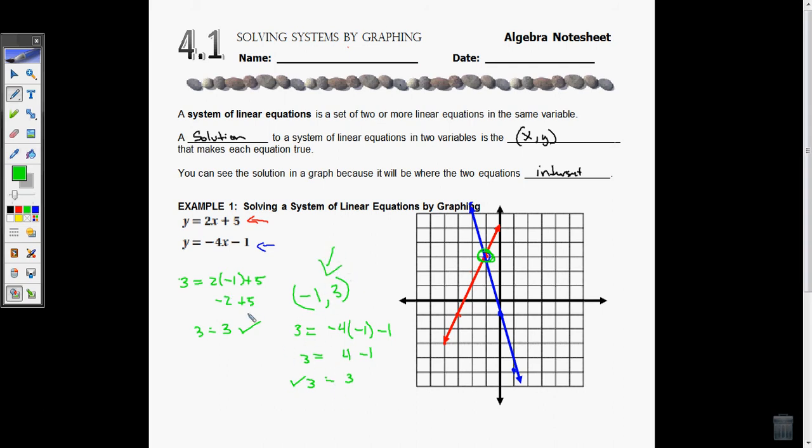And that is the only point, this one right here, that is the only coordinate point that satisfies both of the equations, the only coordinate point that makes them both true. Because any other time, their coordinate points are very different. The solutions to their equations are very different.